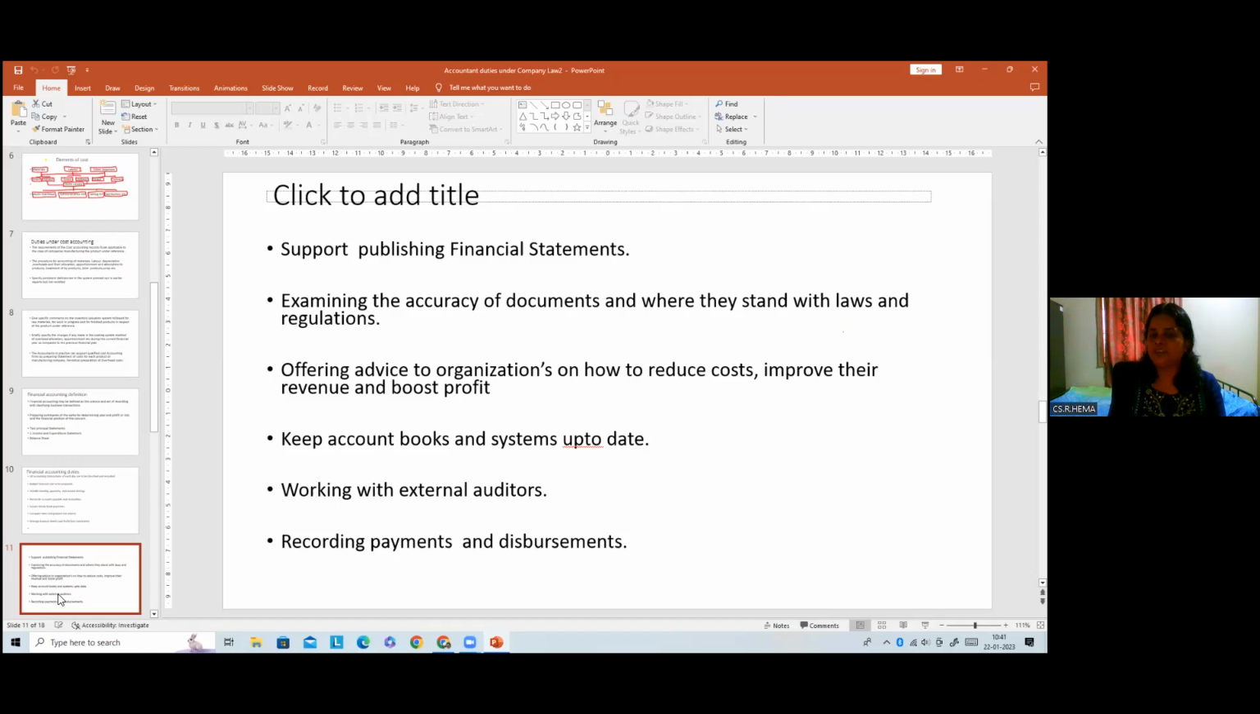Keep account books and system updated always by registering the accounting transactions at the end of the day. You can do this work. You can update your account books. Keep account books and systems updated.